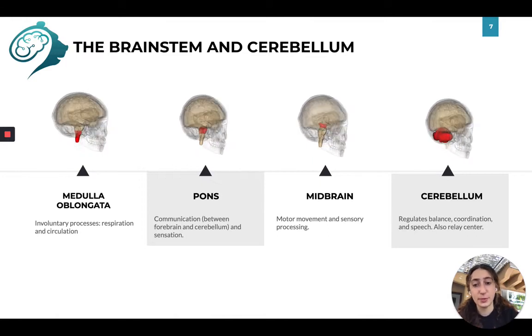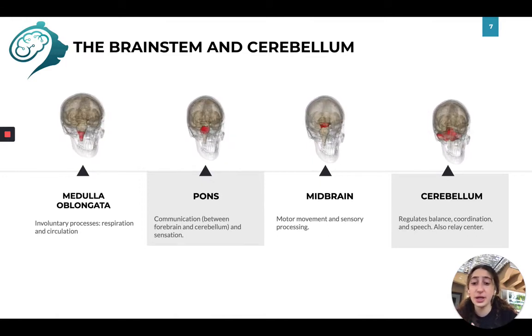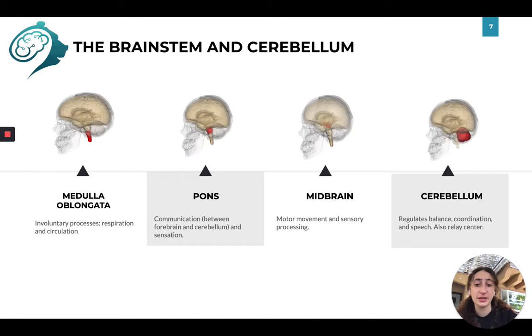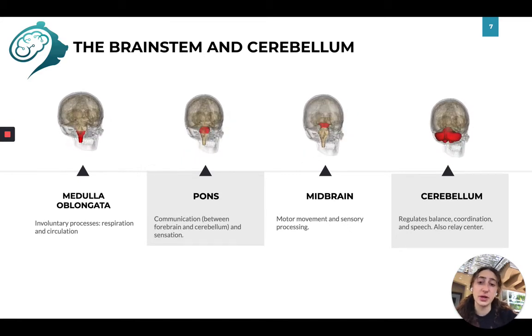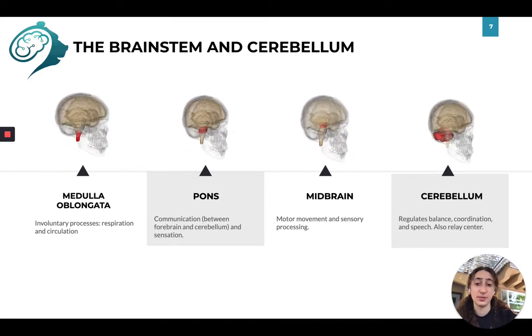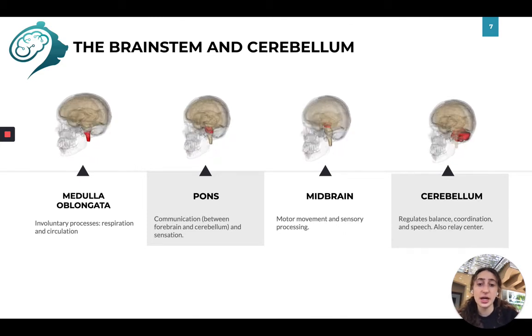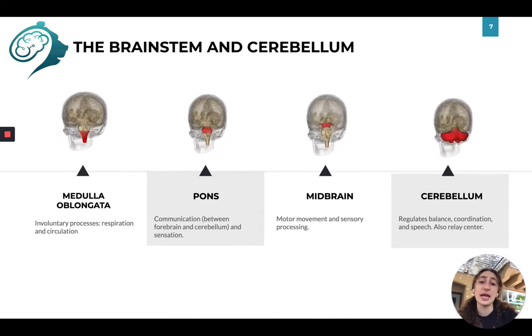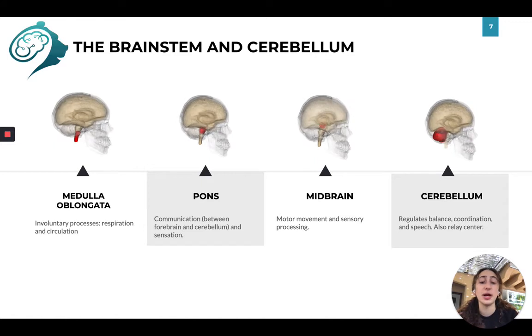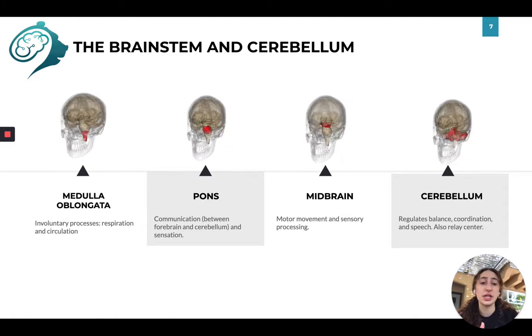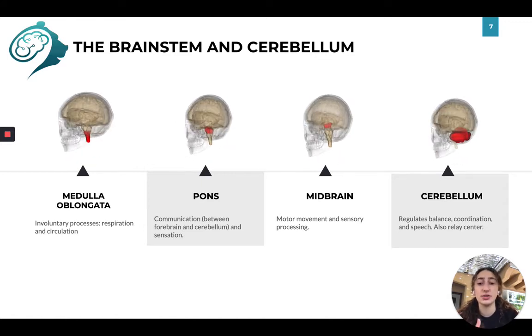things for our survival. The pons communicates between the forebrain and the cerebellum, and it is responsible for some sensation information. The midbrain controls motor movement and sensory processing, and the cerebellum, big in coordination, speech, and balance. It is also a relay center.